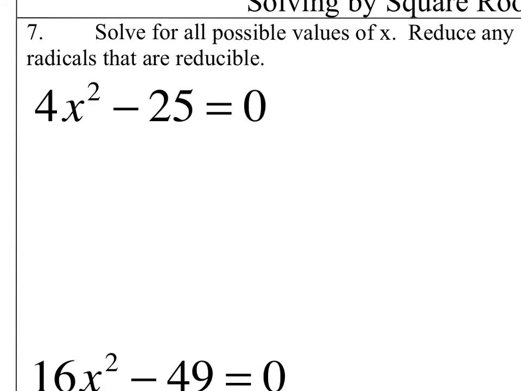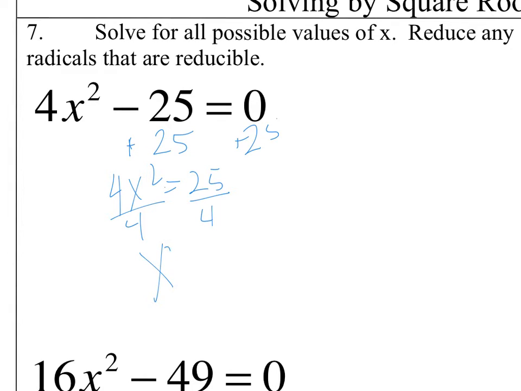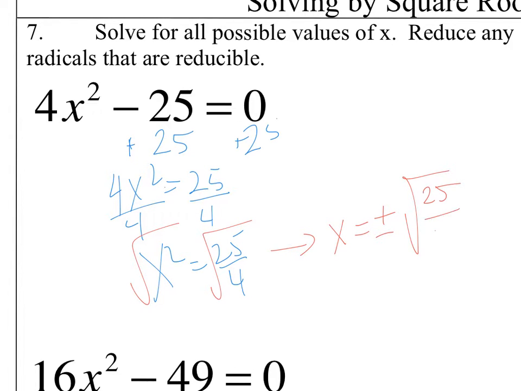Now we've got to solve by some square roots. We're also going to have some potentially complex numbers here, in other words, those i things. 4x squared plus 25. I could factor this. However, if I don't have an x term, I can just treat this like I would any other problem. Plus 25, plus 25. 4x squared is equal to 25. Divide by 4. X squared is equal to 25 over 4. Square root both sides. X is equal to plus or minus the square root of 25 over 4. In other words, the square root of 25 over the square root of 4, or 5 over 2.